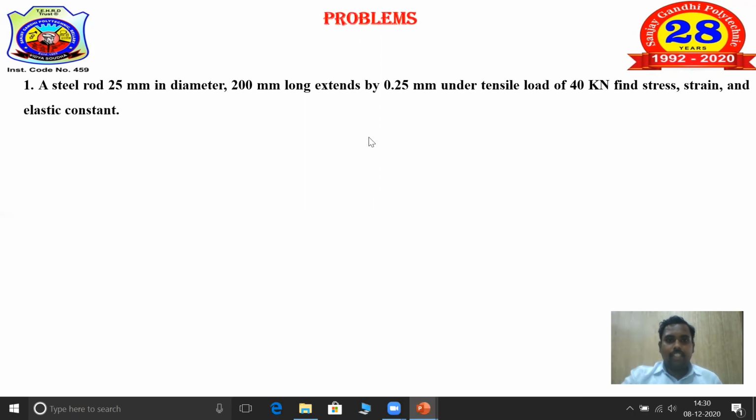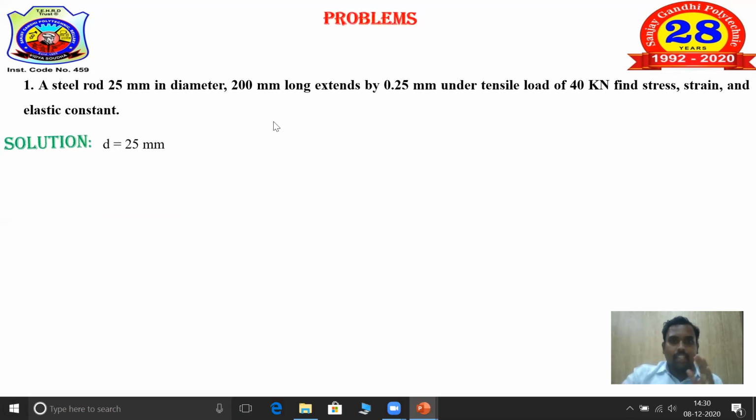Students, first carefully understand the question, and after understanding the question, just analyze. Then you try to write the given values. So first, I'll write the given values. Once again, I'll read out the question so that I can write the given values. A steel rod of 25 mm in diameter. So here he has mentioned diameter is 25 mm. So that is nothing but D is equals to 25 mm.